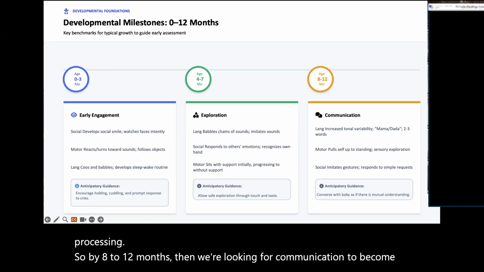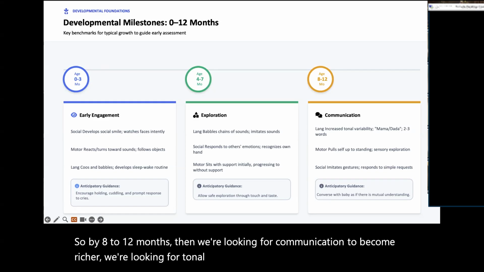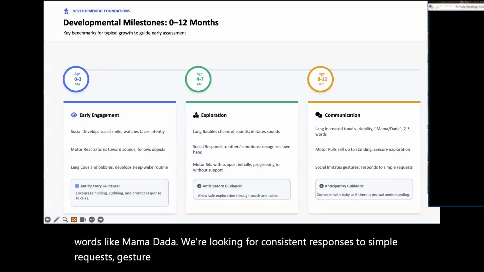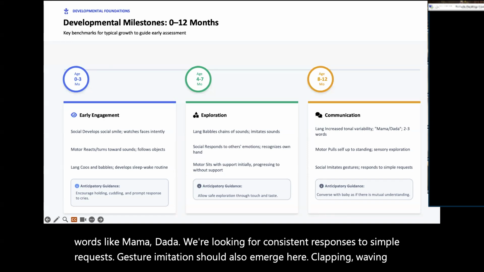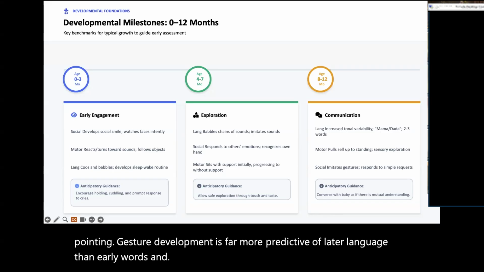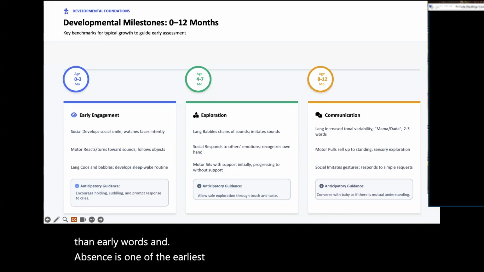By 8 to 12 months, then we're looking for communication to become richer. We're looking for tonal variation. We're looking for early proto words like mama, dada. We're looking for consistent responses to simple requests. Gesture imitation should also emerge here, clapping, waving, pointing. Gesture development is far more predictive of later language than early words, and its absence is one of the earliest observable signs for autism spectrum risk.